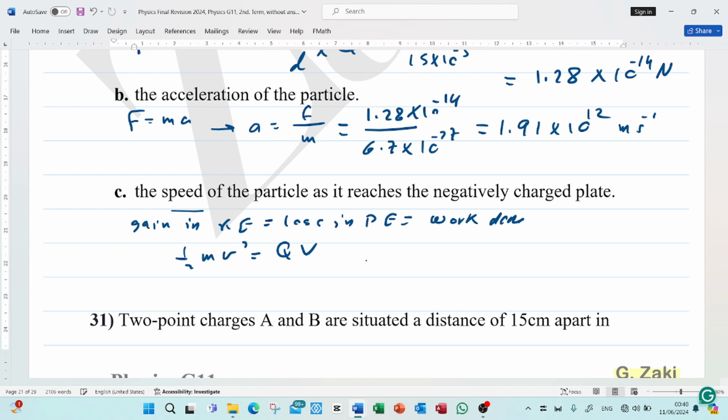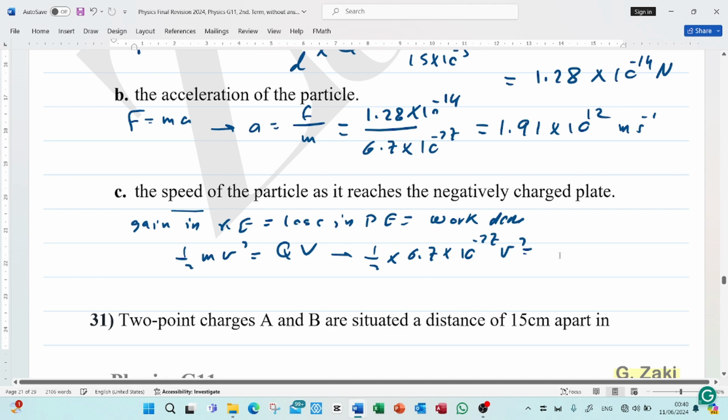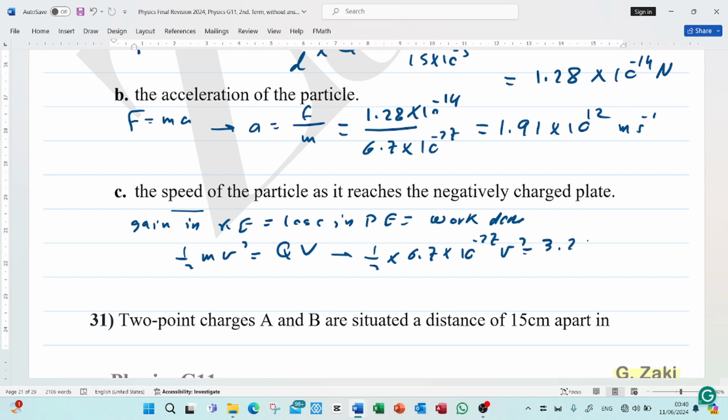Then half multiplied by m, the mass of the alpha particle, 6.7 times 10 to the power negative 27, times v squared, equals Q, the charge, which is 3.2 times 10 to the power negative 19, multiplied by V, 600. From this we can get v squared and take the square root, so v equals 2.39 times 10 to the power 5 meter per second. This is the speed.